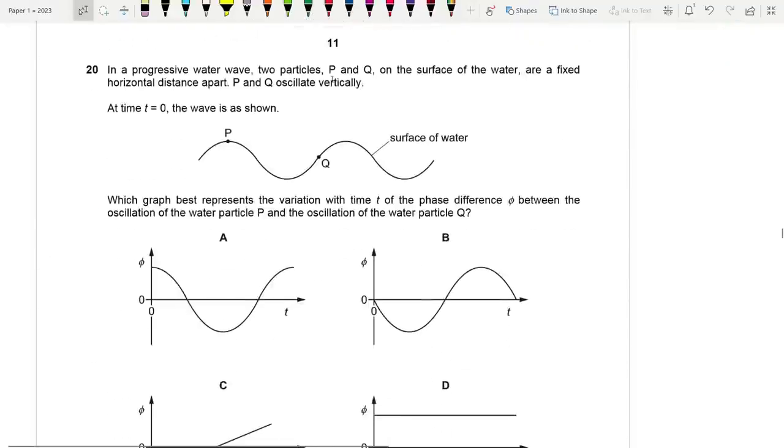Waves. In a progressive water wave, two particles P and Q on the surface of the water are a fixed horizontal distance apart. P and Q oscillate vertically.